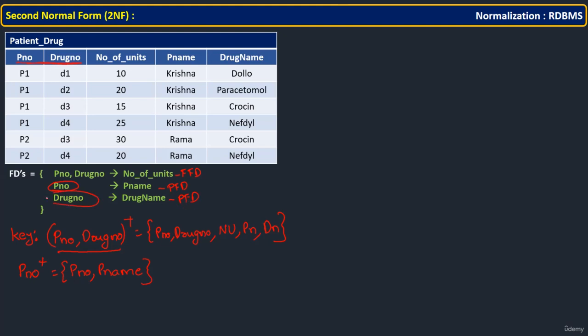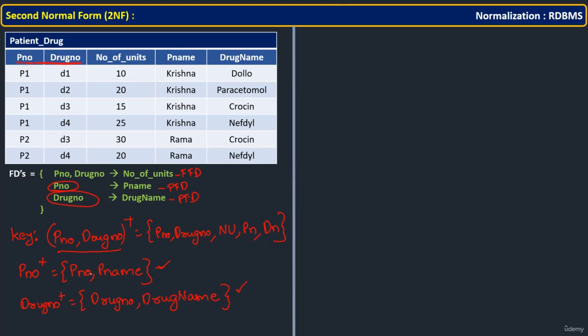And another partial functional dependency is this one. On the LHS side you have drug number. So take the drug number, find its closure. Drug number is deriving what attributes? Drug number deriving drug name. So that's it. It is not deriving anything else. Now make this one a relation, and make this one another relation. So this is one relation, this is another relation, and then the original table, patient drug.